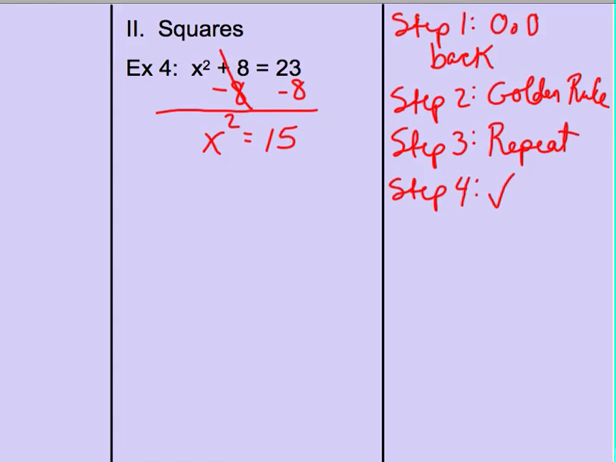How do I cancel a square? Well, if I cancel a square root by squaring it, I cancel a square by square rooting. So I'm going to take the square root of both sides. Why? To cancel my square.